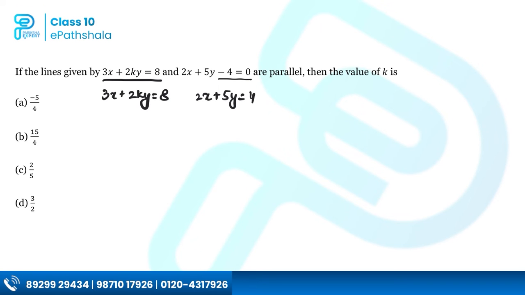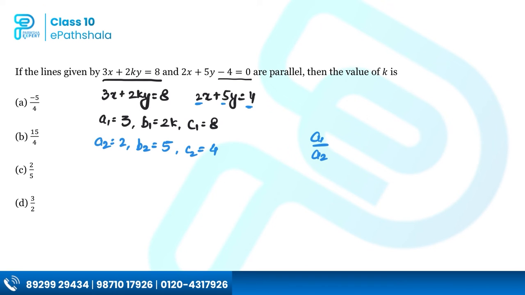Remember, in board examinations, you have to mention what you mean by a1, b1 and c1. Like a1 is equal to 3, b1 is equal to 2k, and c1 is equal to 8. And for the second equation, we have a2 as 2, b2 is equal to 5 and c2 is equal to 4. The condition for parallel lines is that a1 upon a2 should be equal to b1 upon b2, which should not be equal to c1 upon c2.